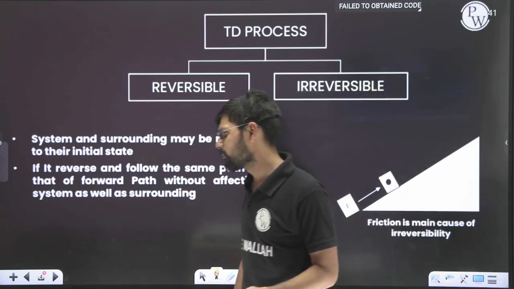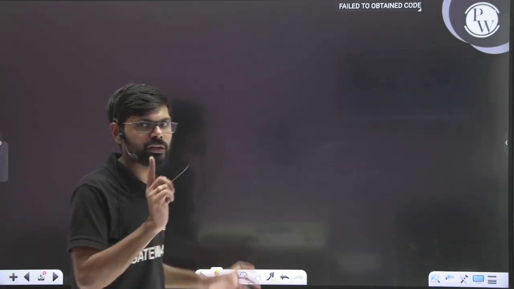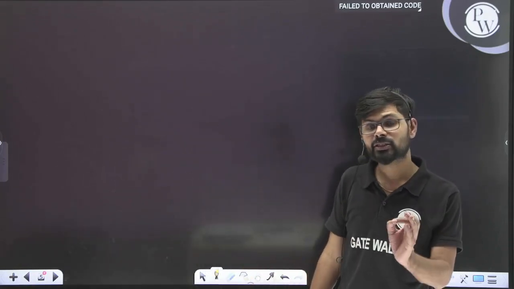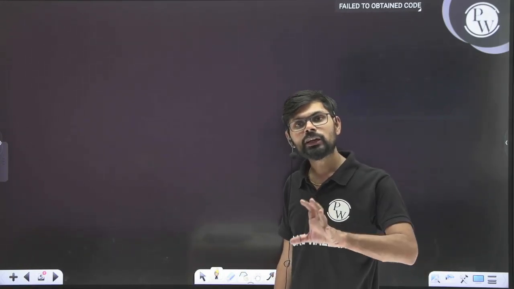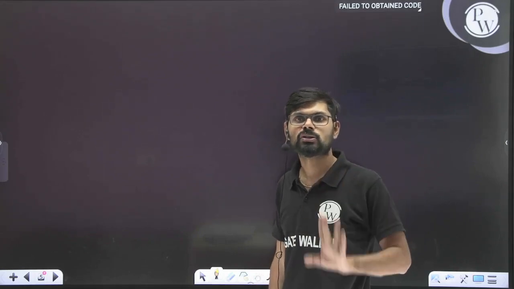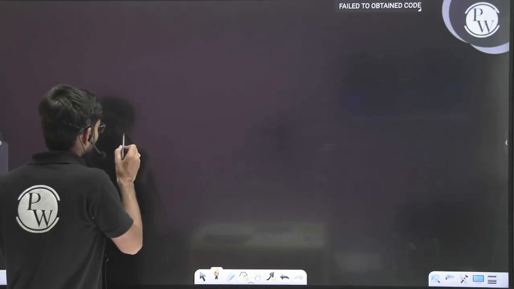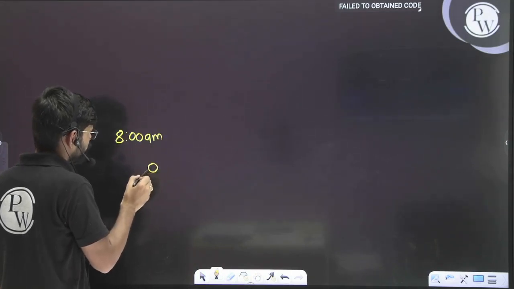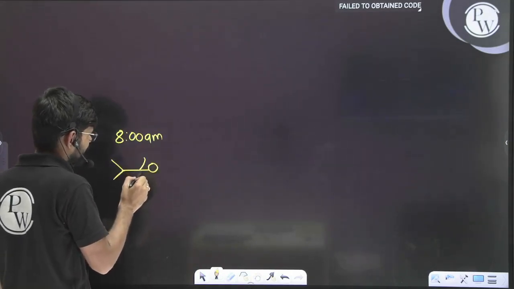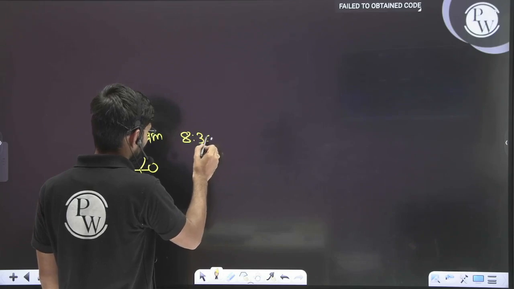What do you mean by that, sir, if you ask me? I am telling you a very simple logic. You can go to the past only if a reversible process is possible, and a reversible process is actually not possible. It is only a theoretical thing. If you really want to go into the past, then a reversible process is the only way. Let me make you understand clearly with an example. At 8 a.m., some person has died. Now it becomes 8:30 a.m. Okay.